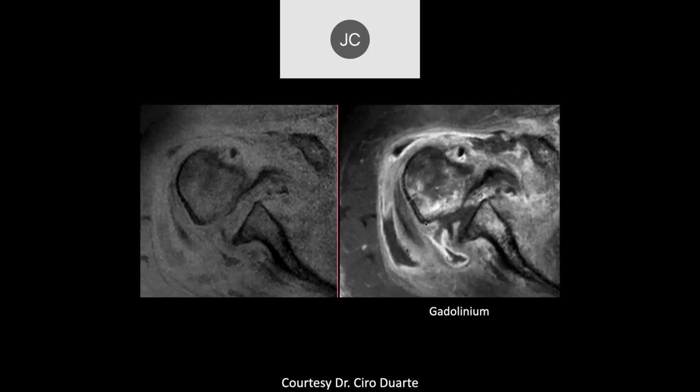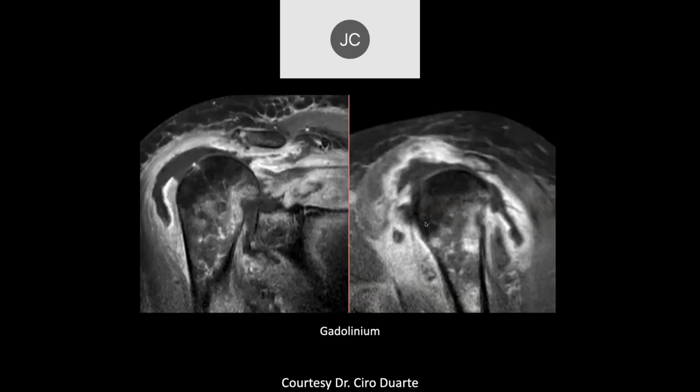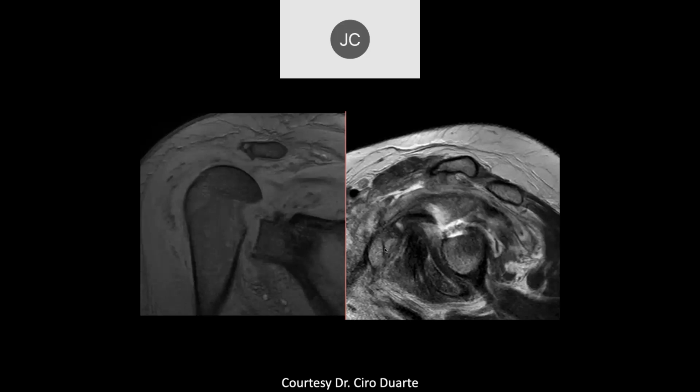What's going on here? Looks like we have some contrast. So looks like we have an effusion surrounding the head with a lot of synovitis around here, a lot of enhancement of the synovium. So what's caused this? I mean, it looks like you can see that the rotator cuff is torn. Muscles are severely atrophic.